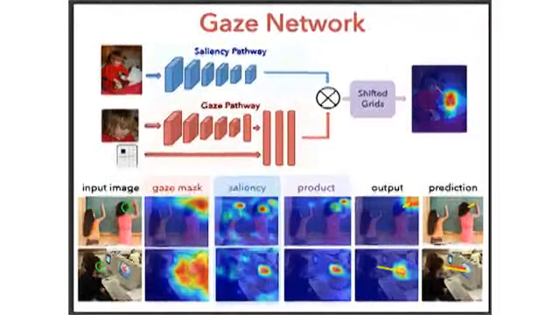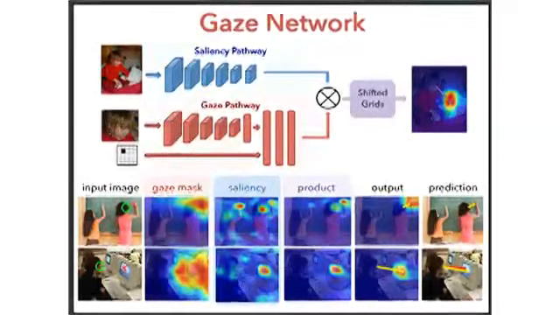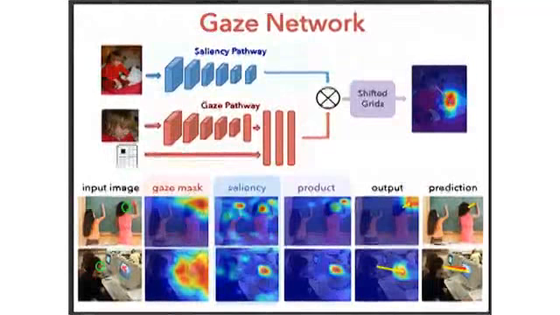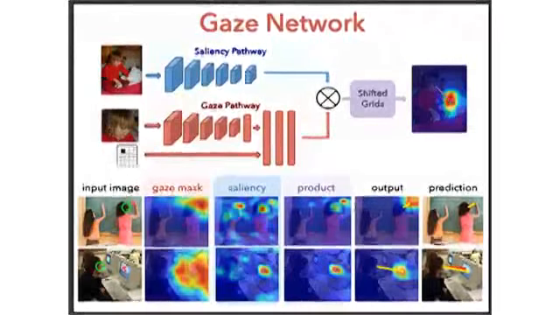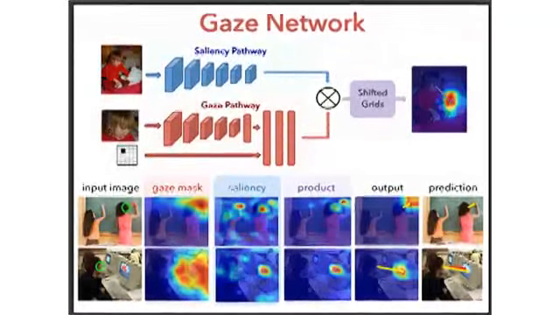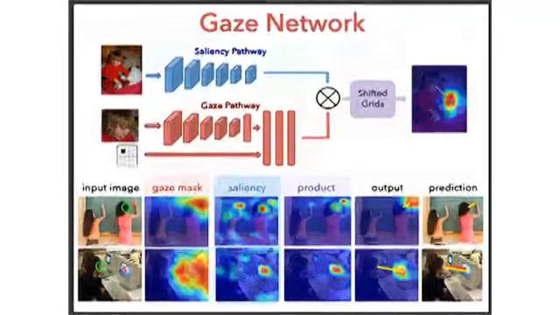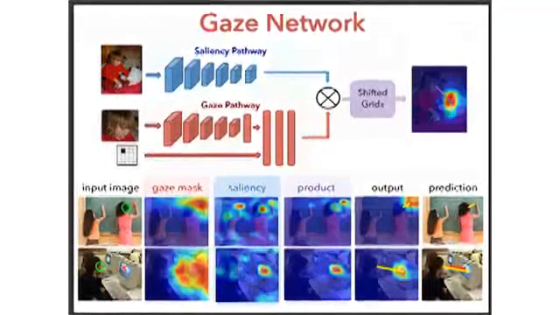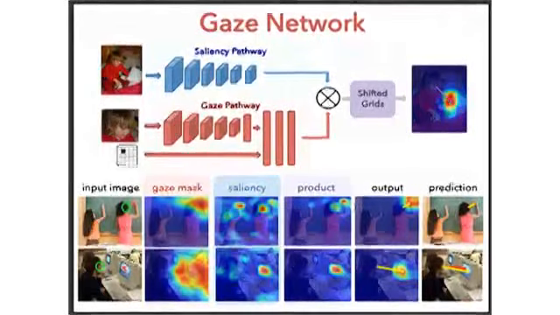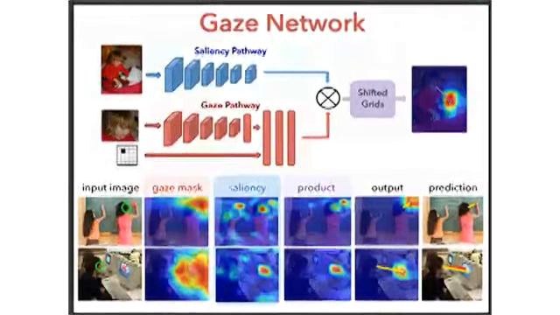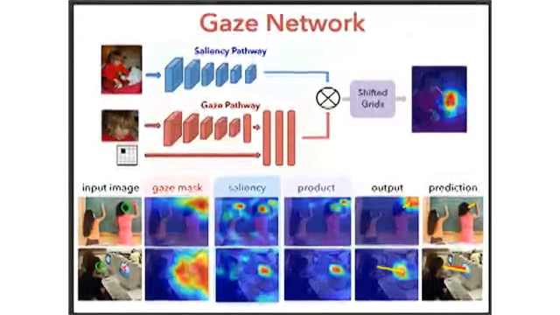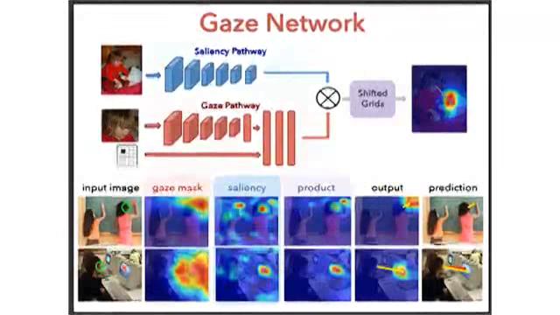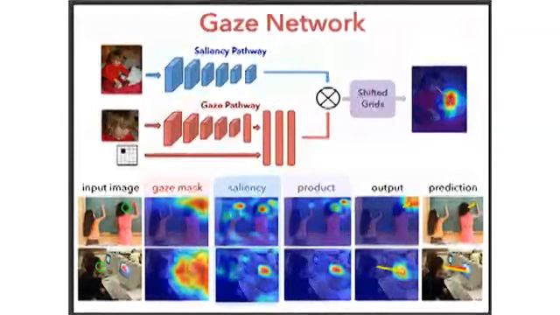What is really interesting here is that if we train this network end-to-end, these two different representations emerge automatically. In the first row of examples, we want to predict the gaze of the girl on the right. The gaze representation, which is called the gaze mask here, indicates the gaze direction of the girl. The saliency representation highlights the salient spots, which are the heads of the two girls and the hands of the two girls. And finally, if we multiply these two different representations, we get the product where we have enough information to predict where this girl is looking.